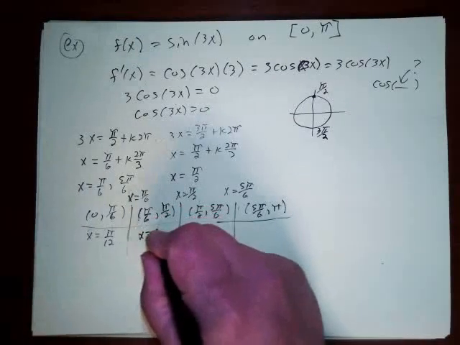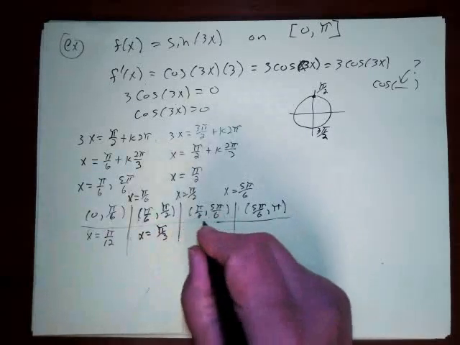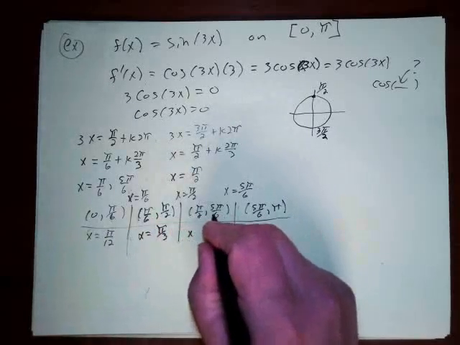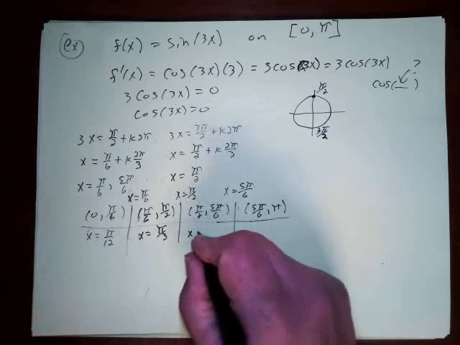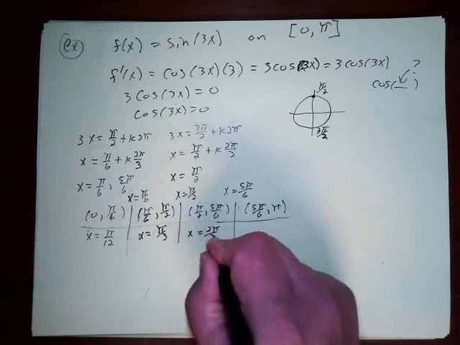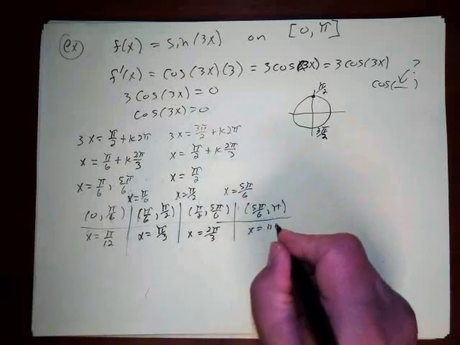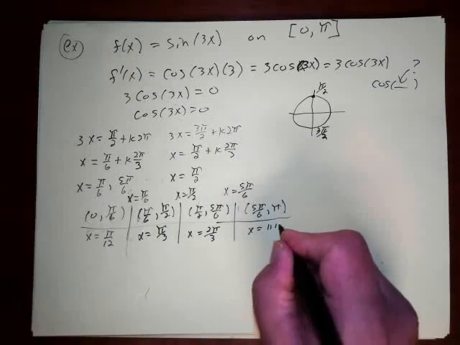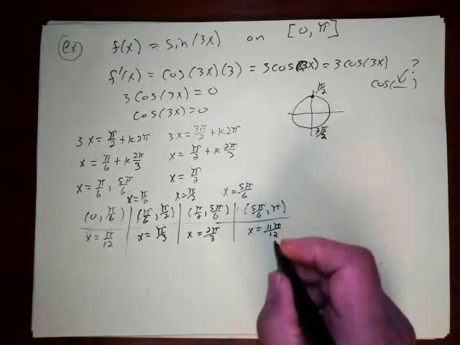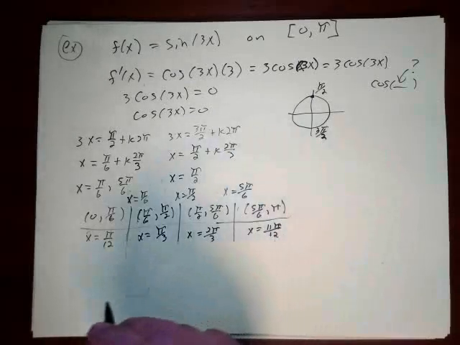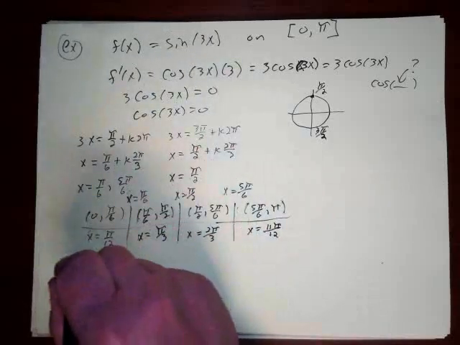pi over 3. I can use that. For this one, I can use 2 pi over 3. And then this one, I'm going to need one of those, the 11 pi over 12. I'm going to need that special one. Okay, so now I need to evaluate this function at each of these.